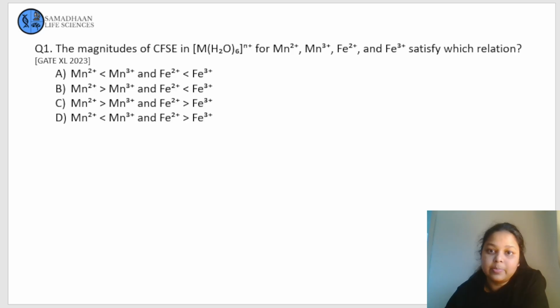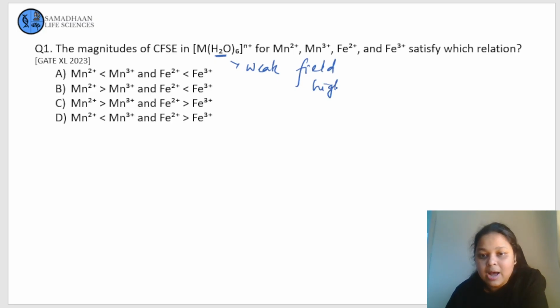Now let's take an example from a previous year question. The question is the magnitude of CFSE in these hydration complexes for these 4 different ions. Water is a weak field ligand, so all the complexes will be high spin. Now let's take these ions one by one.